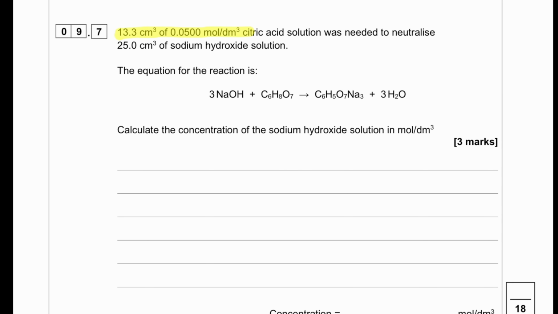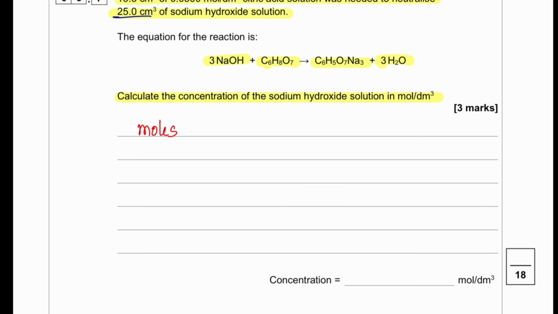13.3 cm³ of 0.05 mol per dm³ citric acid solution was needed to neutralize 25 cm³ of sodium hydroxide solution. Sodium hydroxide plus citric acid gives sodium citrate, and water is produced. Calculate the concentration of the sodium hydroxide solution in mol per dm³.